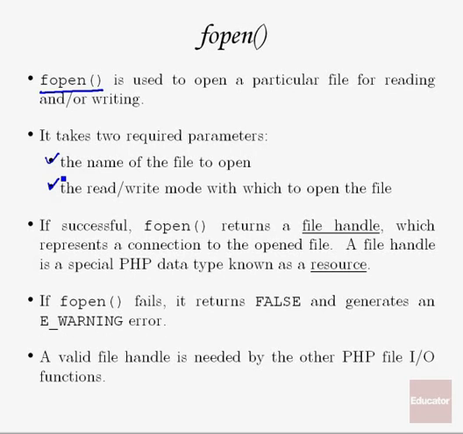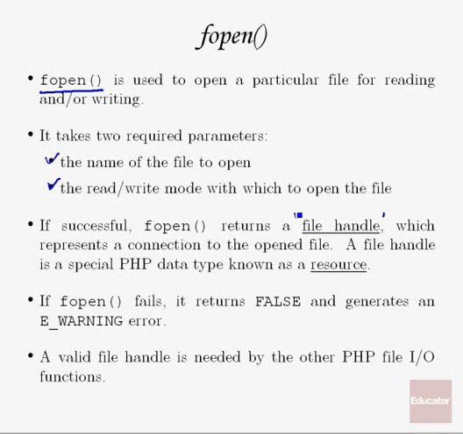So as mentioned, when you open a file, you have to let PHP and the operating system know whether you intend to just read from the file, write to the file, or do both. If fopen on a particular file is successful, it returns what's known as a file handle. And basically, a file handle represents an open connection to that particular file.